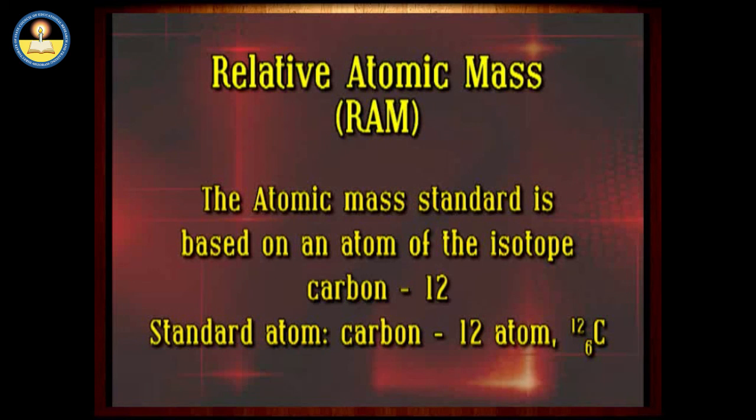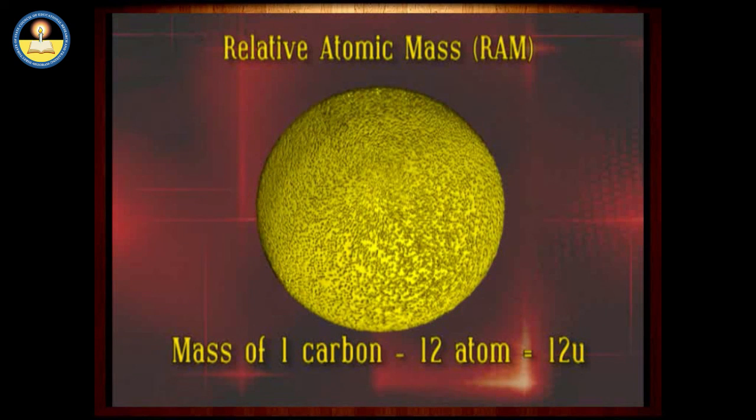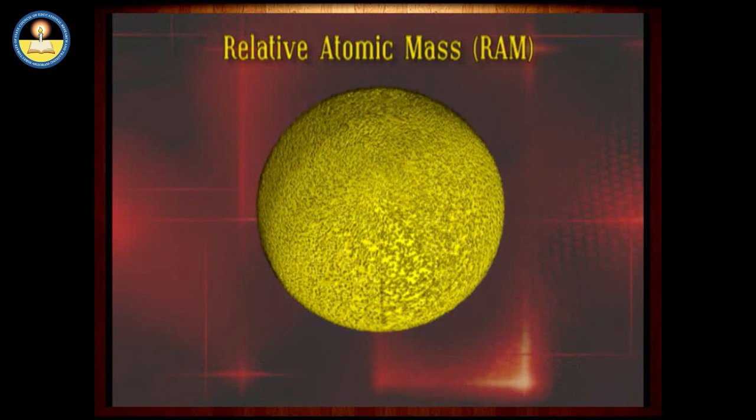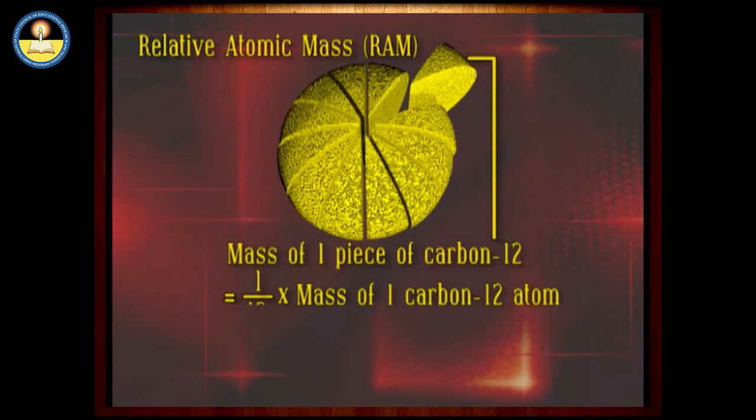The atomic mass standard is based on an atom of the isotope of carbon-12. The standard atom of carbon, C-12, can be represented as carbon-12 with atomic number 6. The mass of one carbon-12 atom is equal to 12 u. When this carbon is cut into 12 equal pieces, the mass of one piece is equal to 1/12 times the mass of one carbon-12 atom. This is further equal to 1/12 times 12 u, which is equal to 1 u.